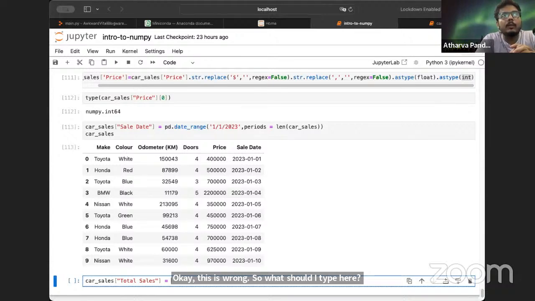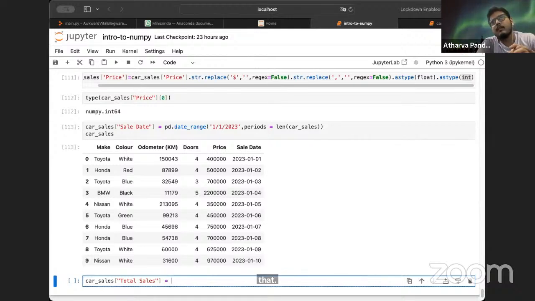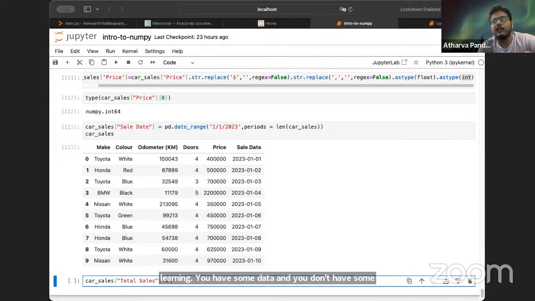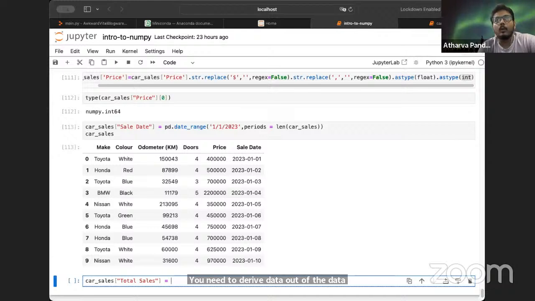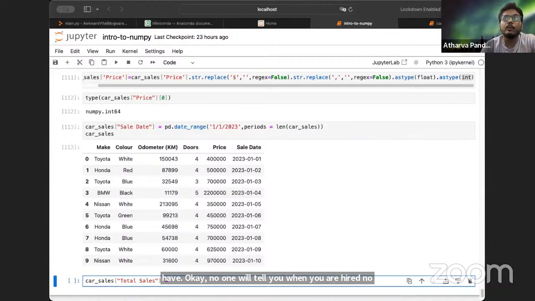Think about it. We need total sales. Okay, we already have price. Maybe we can use price or something like that, right? See, that's the point. When you are doing machine learning, you have some data and you don't have some data. You need to derive data out of the data that you don't have. No one will tell you when you are hired that this is what you need to do. This is something you need to figure out looking at the data, which is this table that you can see.